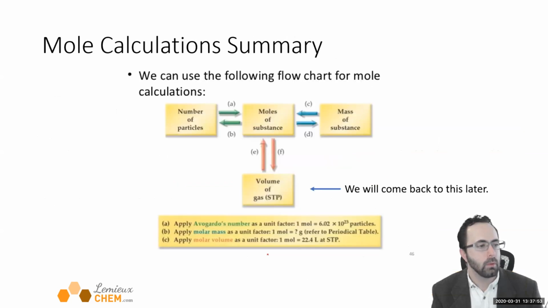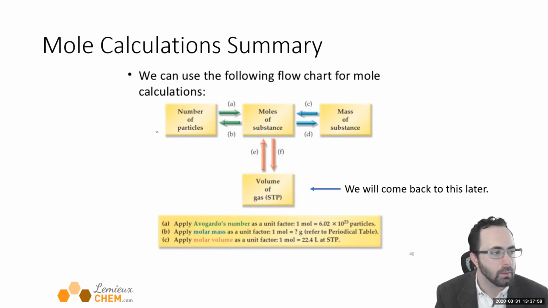So for that second question, what I started with was how many things, the number of particles. And our first step was to go from the number of the formula units to the moles. For that, we use the Avogadro's number. Then the second part was to go from the moles of that to how many grams. For that, we used the molar mass, which we got using the periodic table.